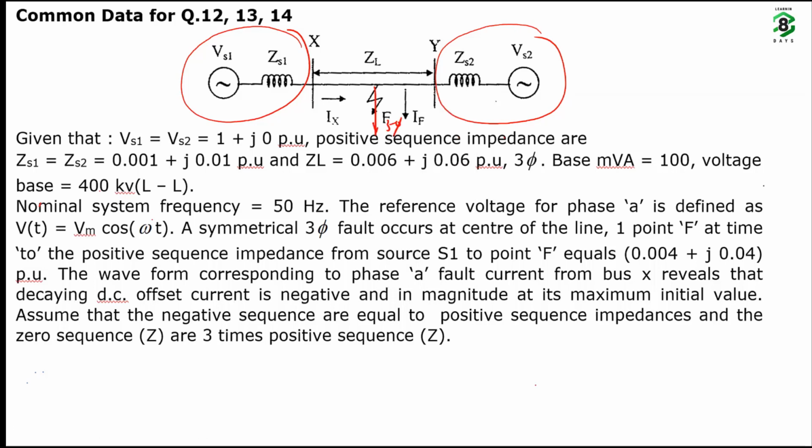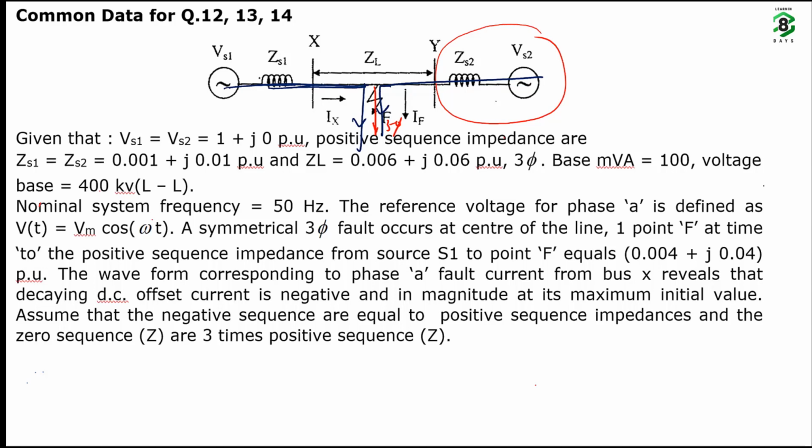Okay. Now, in this case, what will happen? Exactly half of the fault current is contributed by source 1 and the remaining half of the fault current is contributed by source 2. Why? Because the sources are identical and they are connected by a transmission line. Exactly at the midpoint of the transmission line, a three-phase short circuit fault is occurring. So both the sources will react in an identical fashion to the fault. So the total fault current is contributed half from source 1, half from source 2.